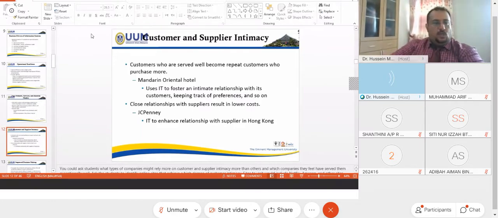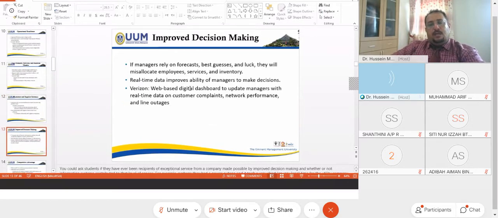In this case, we would like to see that information system make it easier to build a relationship with suppliers and with our customer. If we build that relationship, we will maintain the relationship and will result in a cost reduction because we are loyal to our supplier and we integrate with them. Same thing, we will have a good relationship with our customer because we serve them well, so our customer will repeat purchasing from us. Number four, improving decision making.